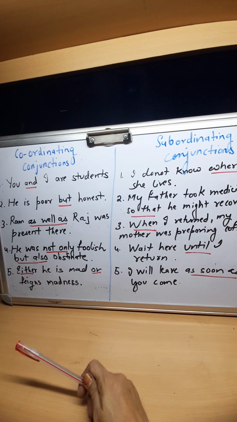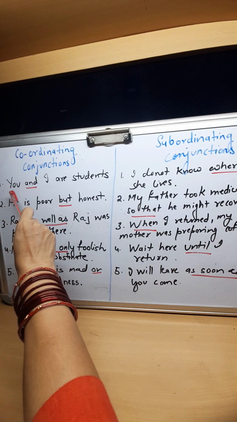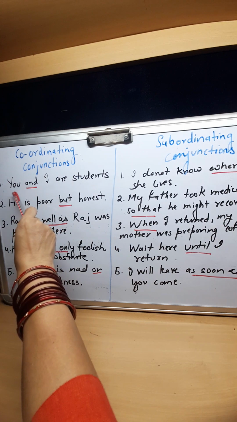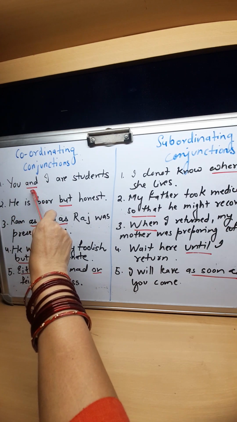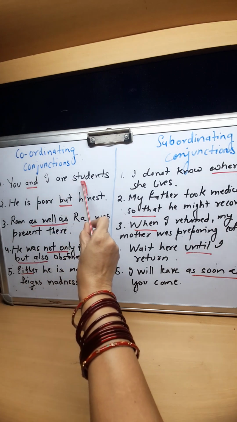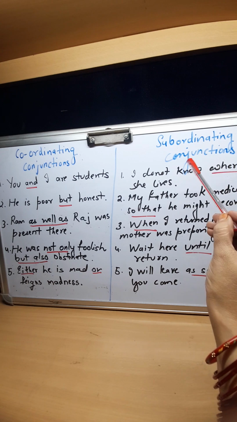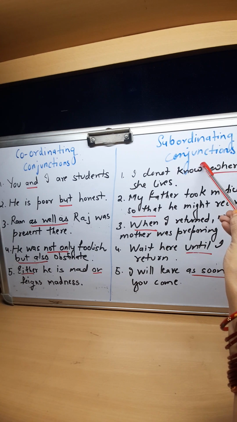How will you understand? Now look, the first example is: you and I are students. You, I, both are independent. We have joined them and we have written our students. But notice the difference. Subordinating conjunctions are those conjunctions which give us the answer of what, when, where.